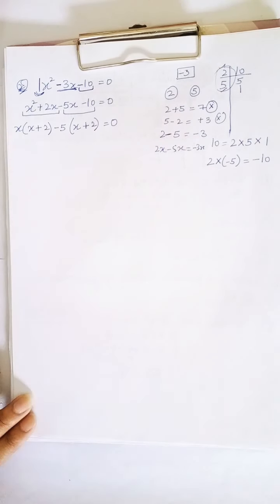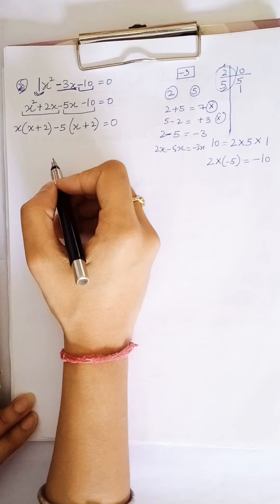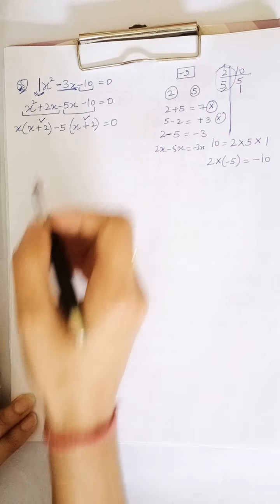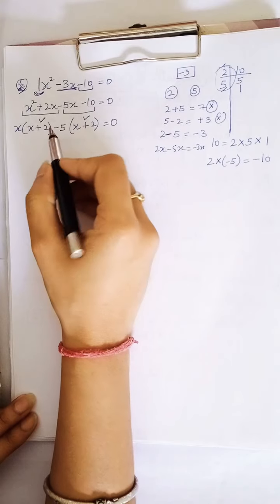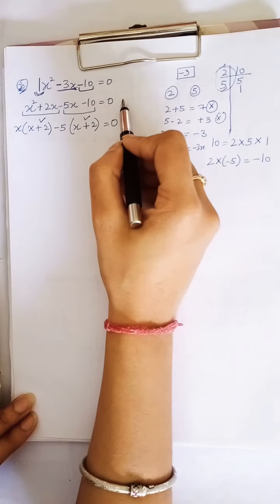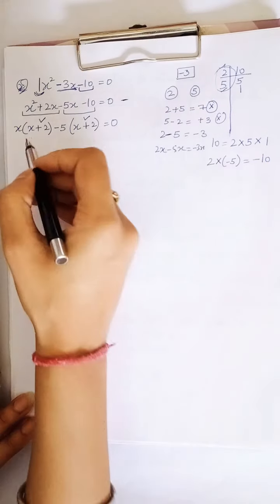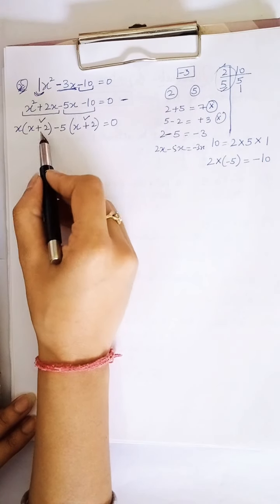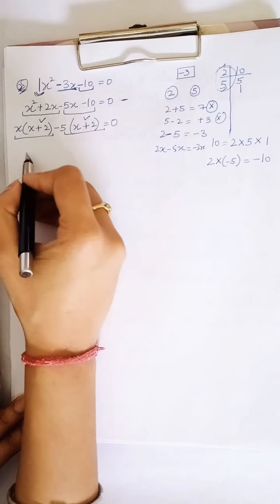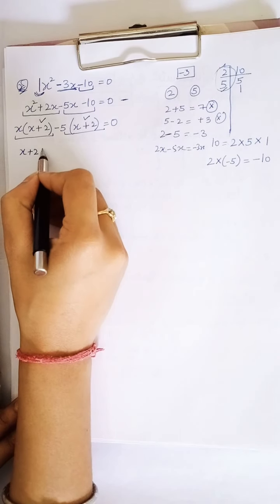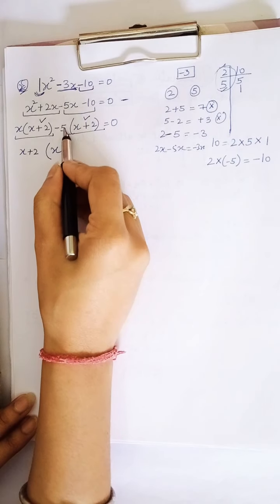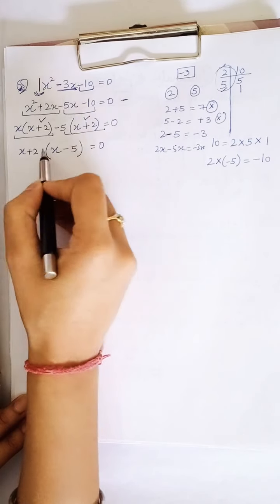After taking common, one thing you have to keep in mind is that the two brackets which we get after taking the common must be the same. They are the same now. If they are not the same, then there must be some mistake in this step. Now see, x plus 2 is again common in both these terms, so I am taking x plus 2 common here. From here I will get x minus, and from here I will get 5.